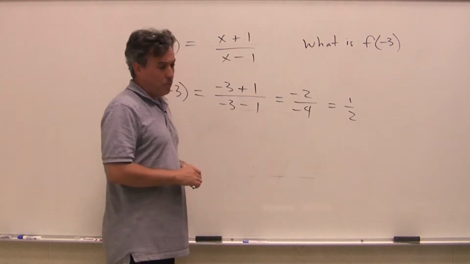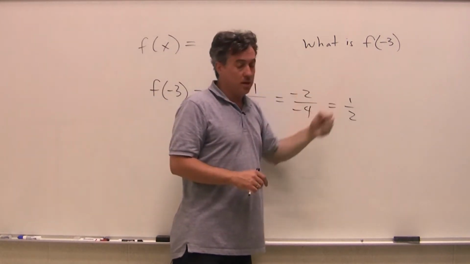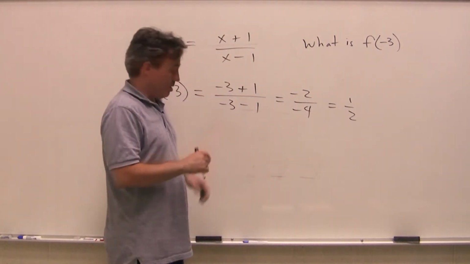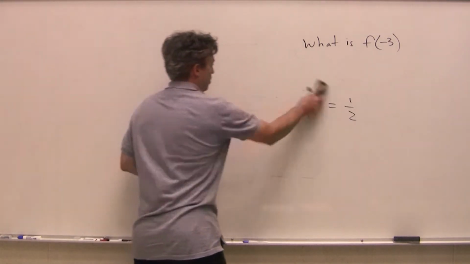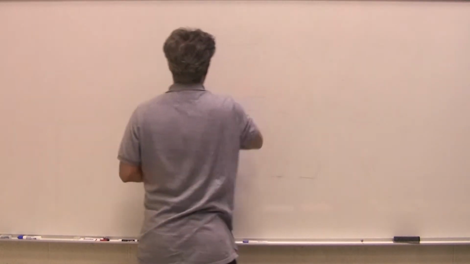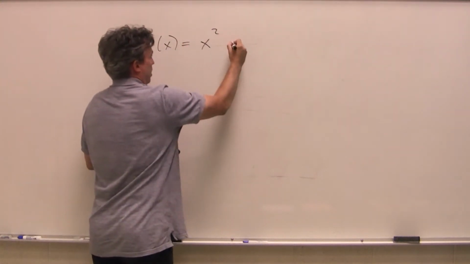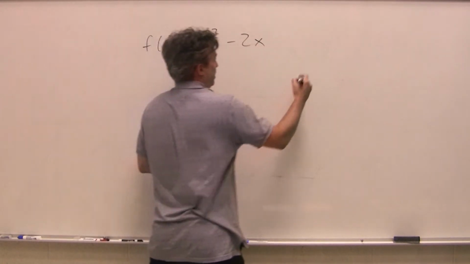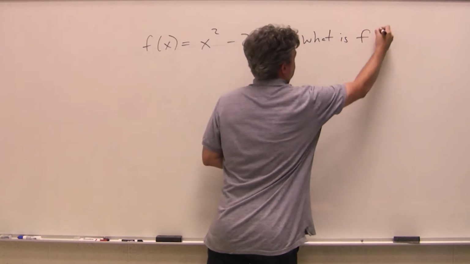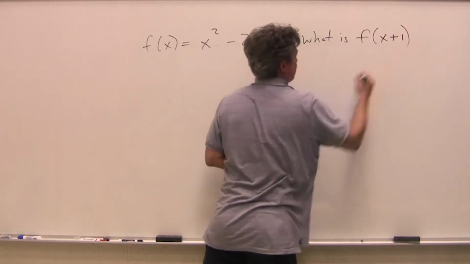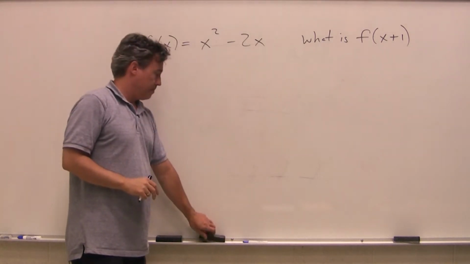Now in the next example, what I'd like to do is look at what happens when I'm not evaluating f at a number, but in fact at another algebraic expression. For example, what if we were faced with this situation? f of x is, let's say, x squared minus 2x. And then the question is, what is f of x plus 1? Okay, slightly more challenging. Same idea, though.